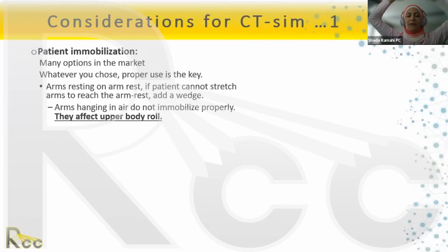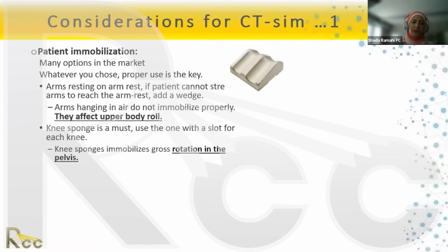Okay, and this leads to... I'm going to say a few things in Arabic, if you'll allow me. The upper body roll is definitely a cause of improper arm alignment. So if the patient does not have proper placement under their arms, you're going to have upper body roll.